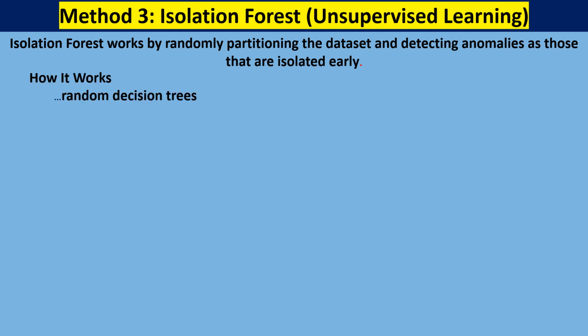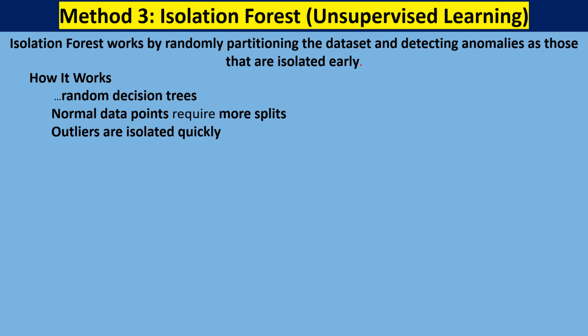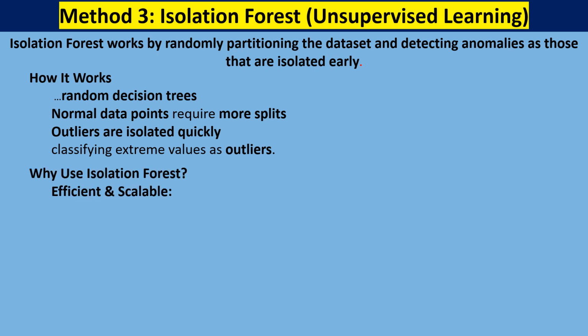How it works: the algorithm constructs a random decision tree by splitting the data. Normal data points require more splits to be fully isolated. Outliers are isolated quickly because they lie far from the dense data regions. The model assigns an anomaly score to each point, classifying extreme values as outliers.